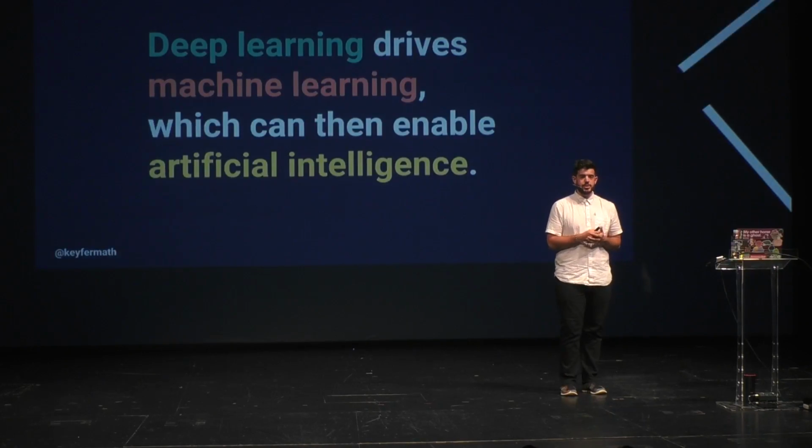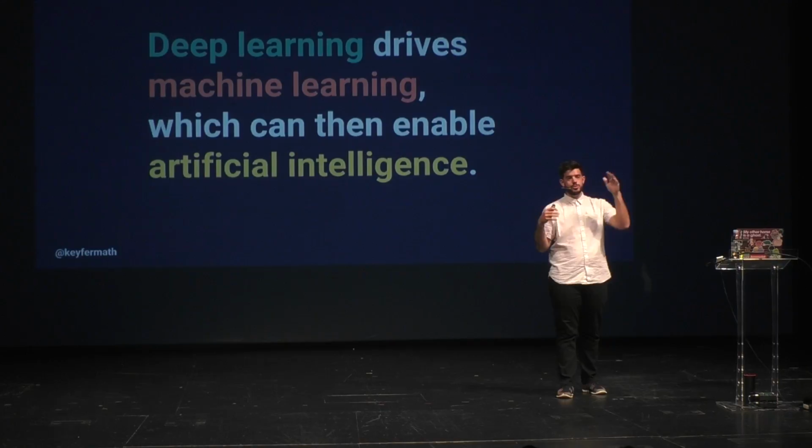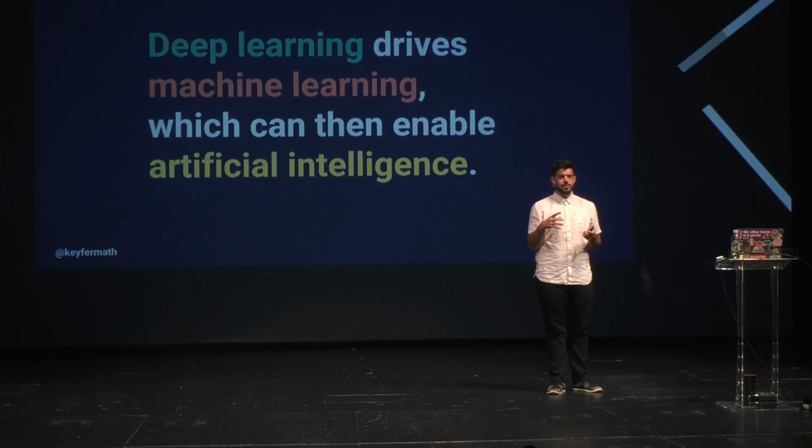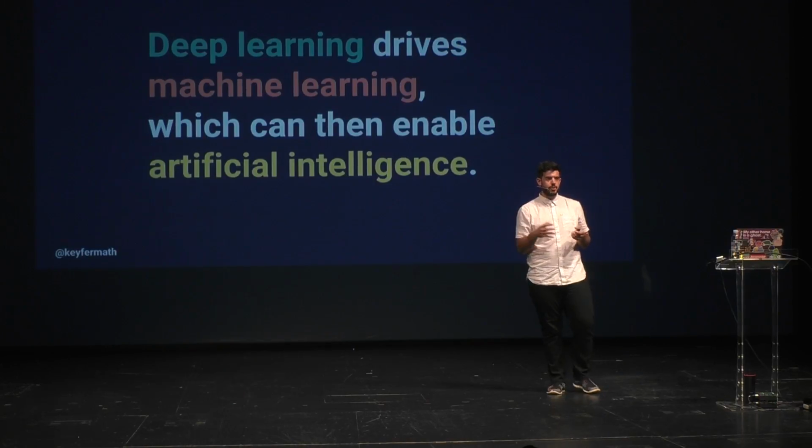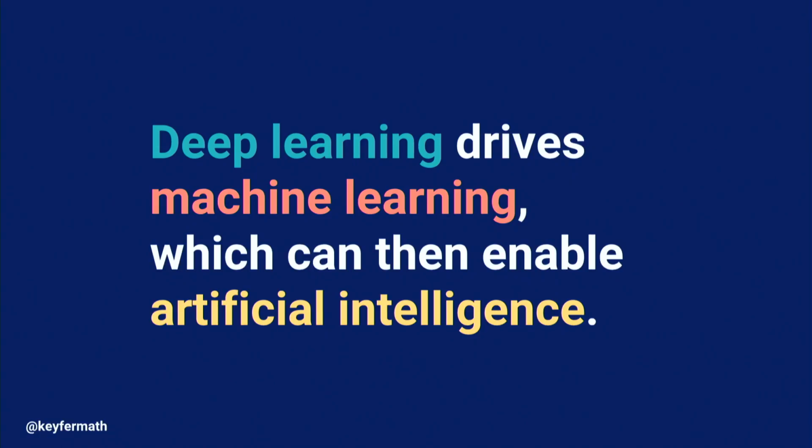So, as I said, deep learning can drive machine learning, which can then enable artificial intelligence. So these are how these three technologies work in harmony with each other. They're often thrown around in a bunch of different ways. If you read TechCrunch or Medium, there's some confusion with what each of these means. So it's really important to understand that there are different ways of achieving each of these different methods.